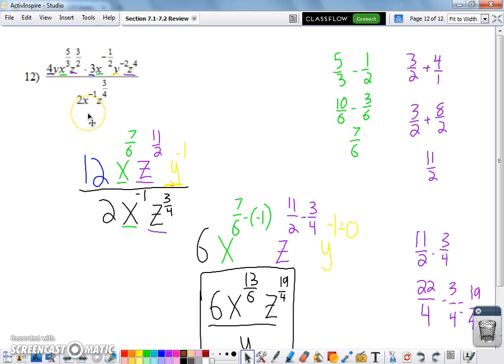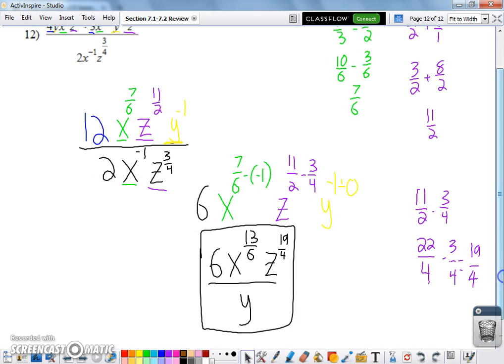Now nothing really happened to the bottom. Now I go to work. Again, it's like the last problem. We use our division, our quotient properties. So 12 divided by 2, 6. Then I have x to the 7/6 minus a negative 1. Numerator minus the denominator. Minus the negative becomes a plus. Now I didn't do the work here, but 7 over 6 plus 1 is really 7 over 6 plus 6 over 6, which is 13 over 6.